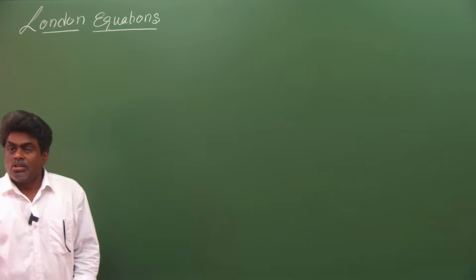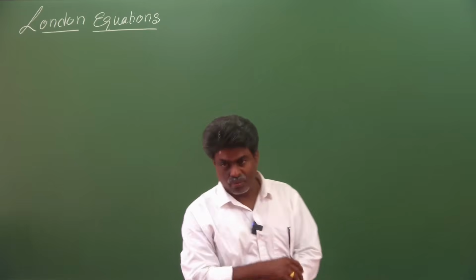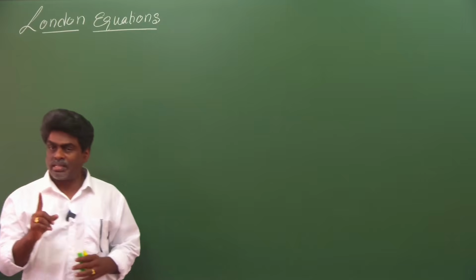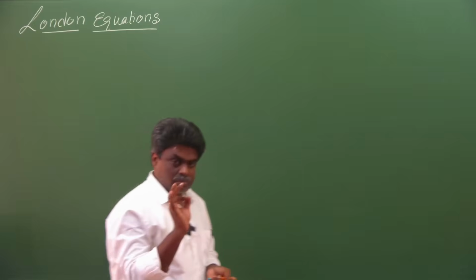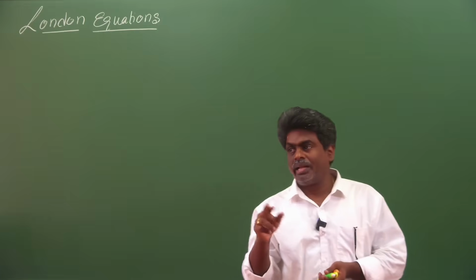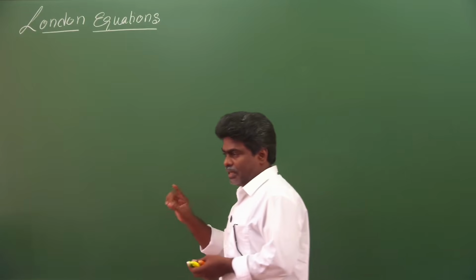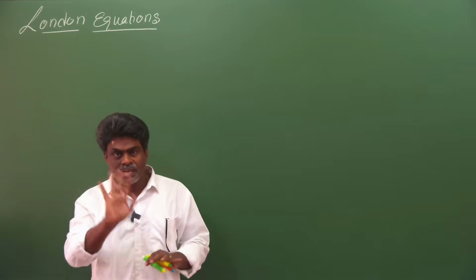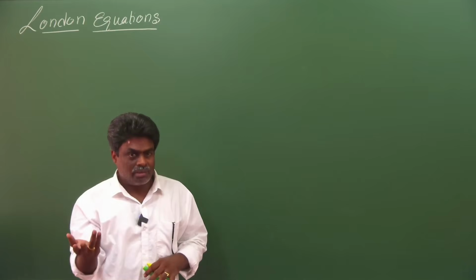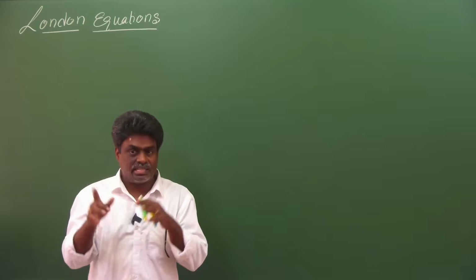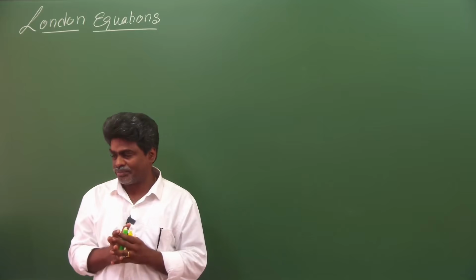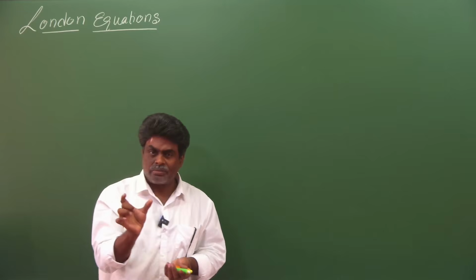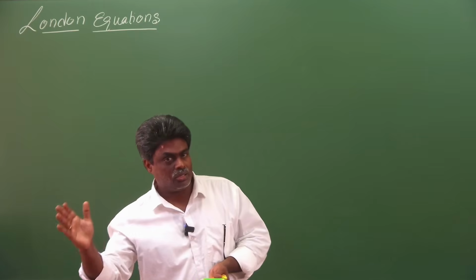So what are these London equations? Why are we discussing this? In the last class, we discussed the Meissner effect. What is this Meissner effect? The magnetic field inside the conductor is becoming 0. That means it is decreasing. Initially it was there, but after traveling a certain distance in the superconductor, the magnetic field becomes 0. This is the big difference between a normal conductor and a superconductor.